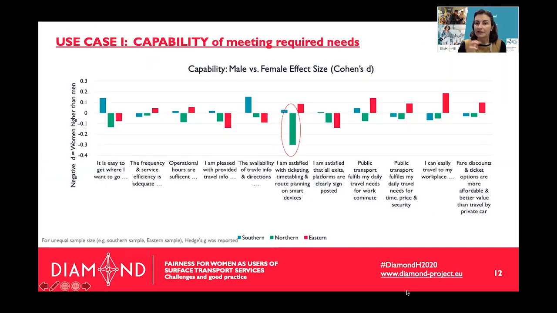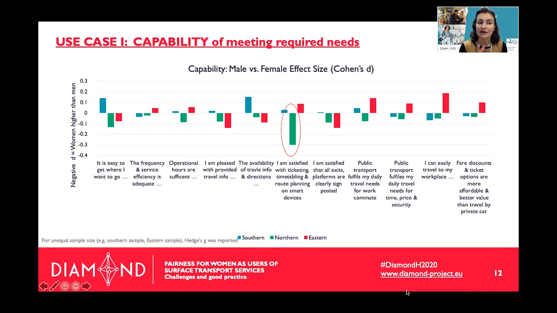And then we compared the satisfaction that different users expressed in relation to different characteristics of the services. So for instance, the capability of meeting basic required needs, which means the need to get to work or to a destination and do it in a reasonable amount of time, with punctuality of services, etc. And we found that, for instance, there are significant differences sometimes between the North and the South and the Eastern European.